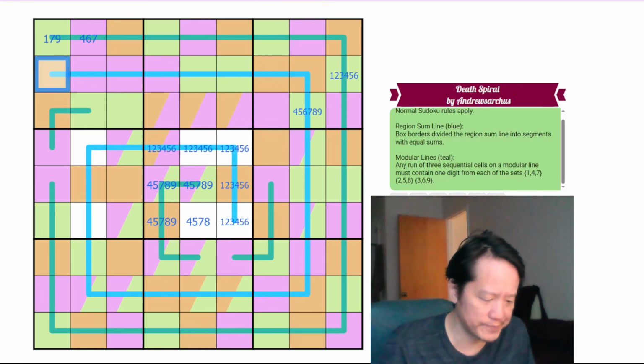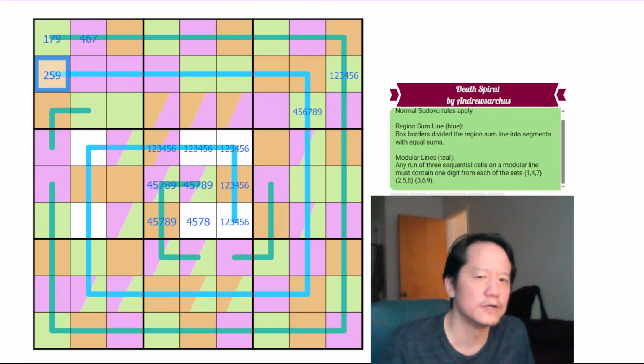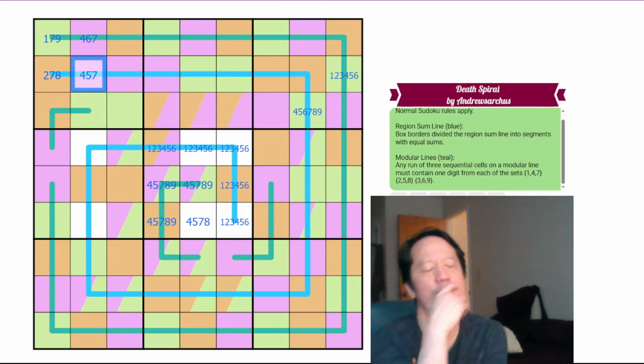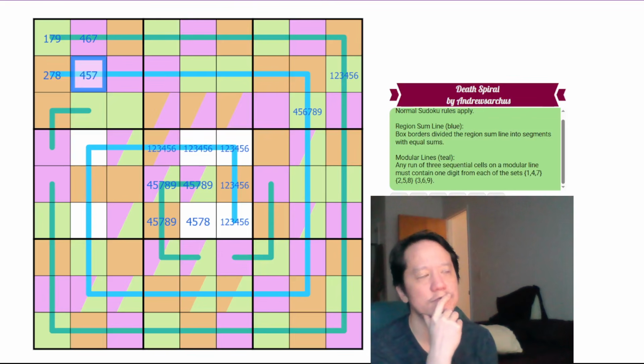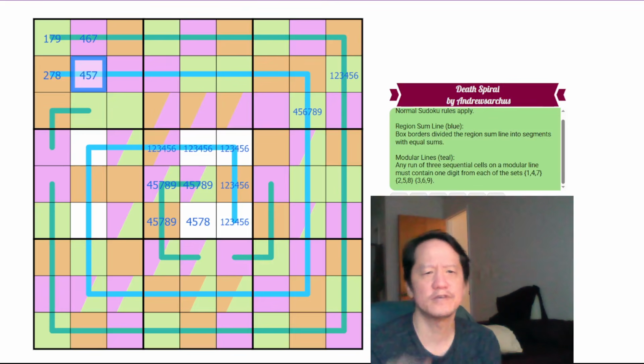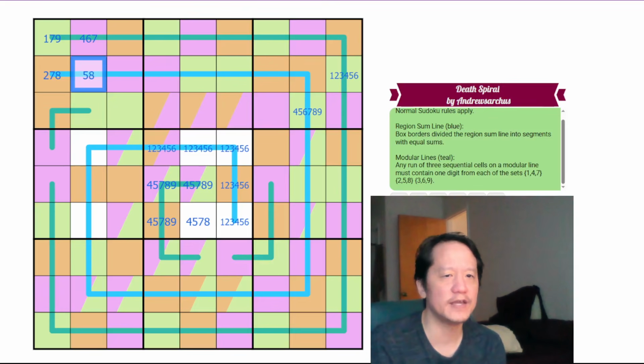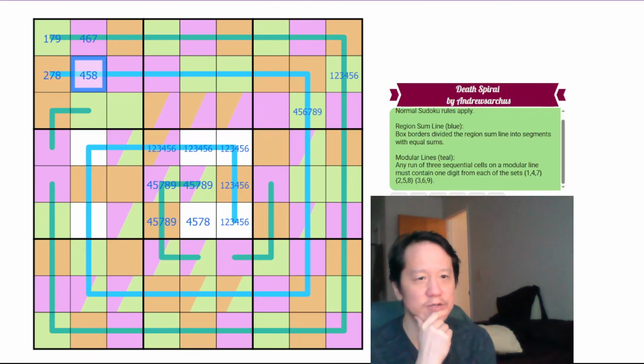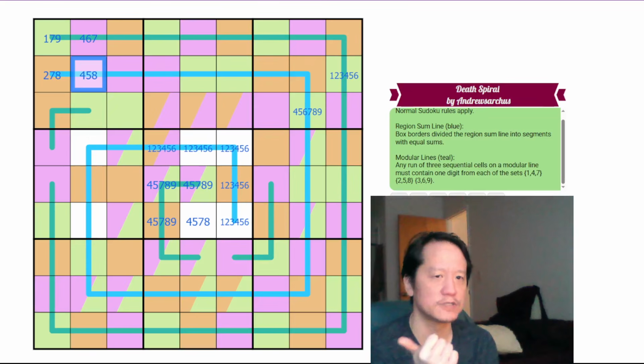Double 2 mod 3. 2-5 doesn't work. 2-8-7 works, or 4-5-8 works also for 17. I'm miscalculating there. Okay, so for 17, it's 179, 467, 278, 458.